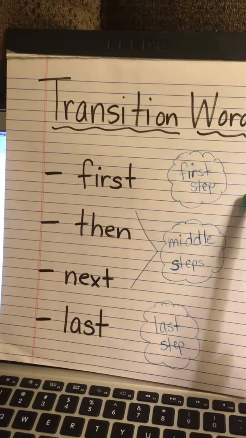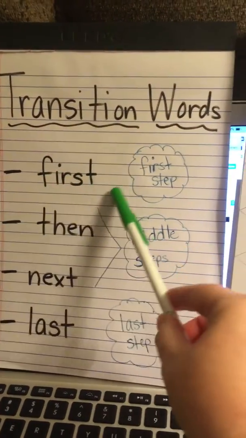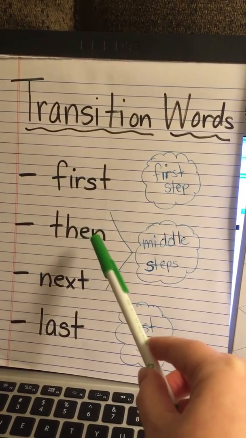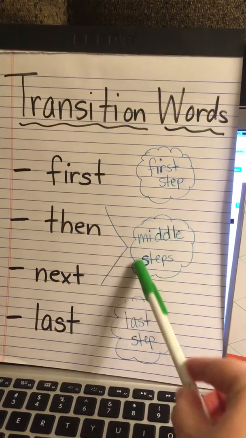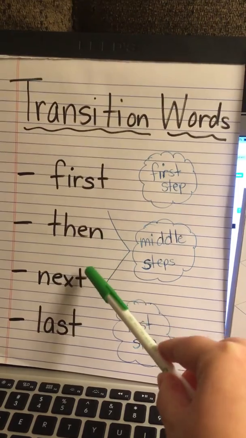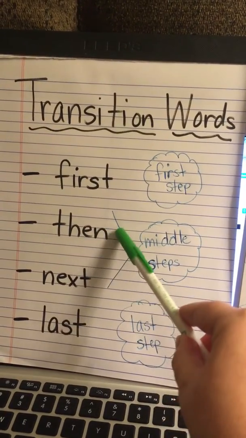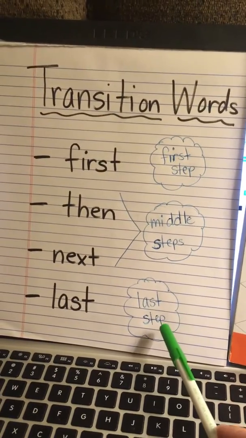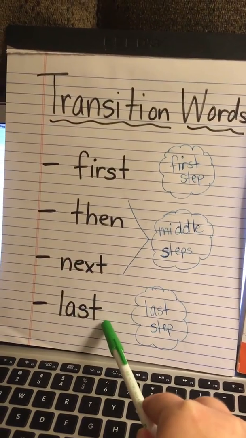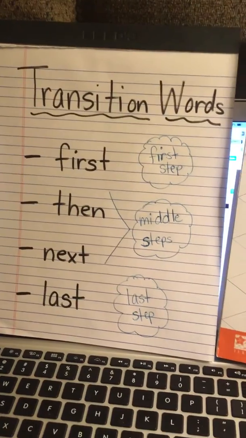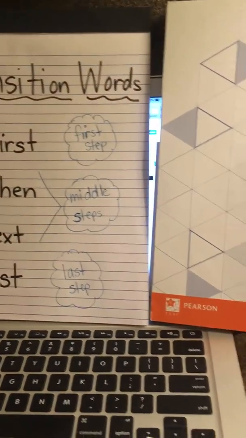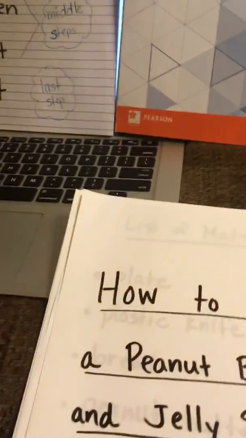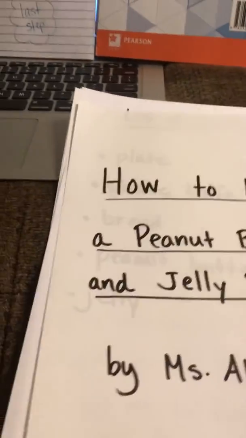Just like we learned in school, we always use the word first only on the first step. For the middle steps, we can use then or next. We can use either one of these transition words for the middle steps. And then for the last step, we always use the word last. So now I'm going to go into my book and I'm going to add transition words.